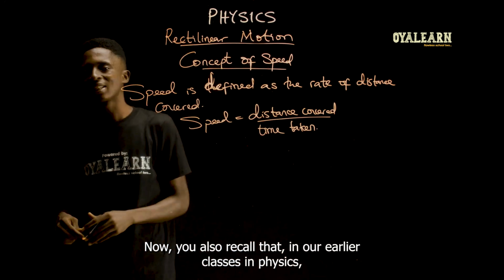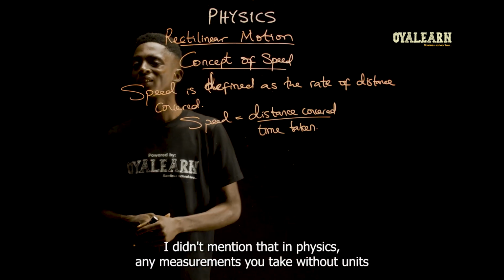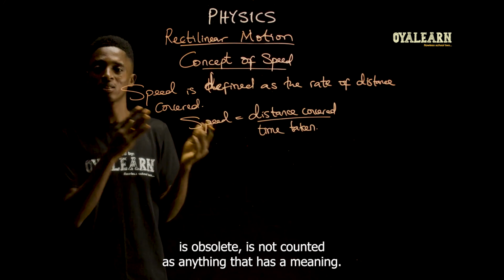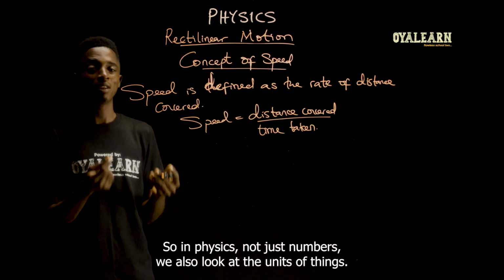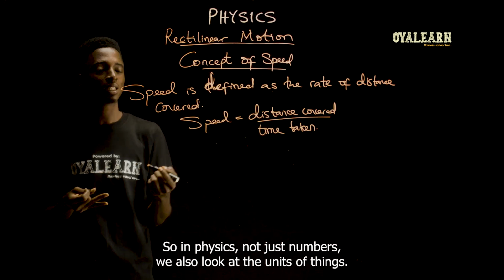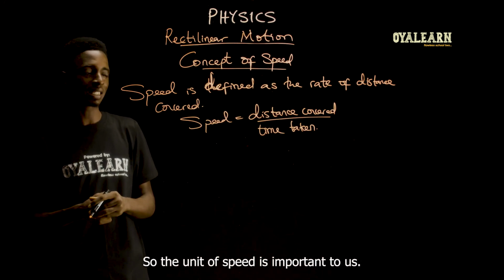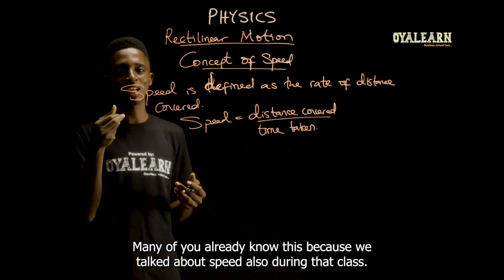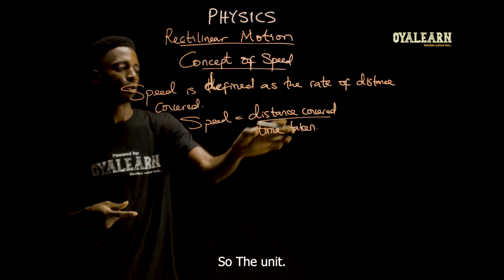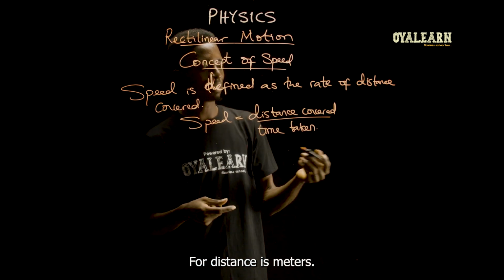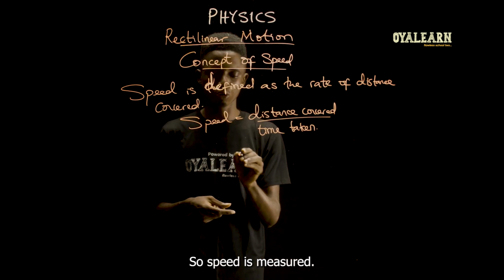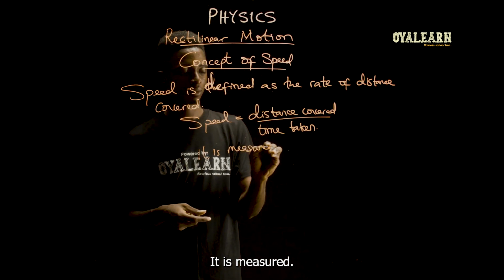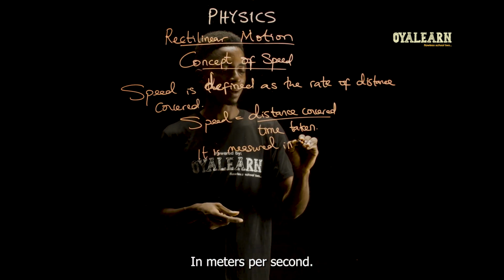Now, you also recall that in our earlier classes in physics, I did mention that any measurement you take without unit is obsolete. It is not counted as anything that has meaning. So in physics, not just numbers, we also look at the units of things. So the unit of speed is important to us. Many of you already know this because we talked about speed during that class when we talked about dimensions and units. So the unit for distance is meters, and that for time is seconds. So speed is measured in meter per second.